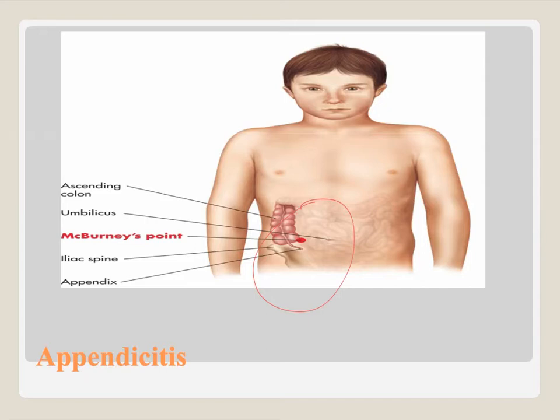Interventions. All patients with suspected or confirmed appendicitis are hospitalized and must have surgery to remove the inflamed appendix. Preoperatively, we need to keep the patient NPO to prepare for the possibility of surgery. After we hospitalize them and we're prepping them for surgery, we need to know that IV fluids are started to maintain fluid and electrolyte balance.